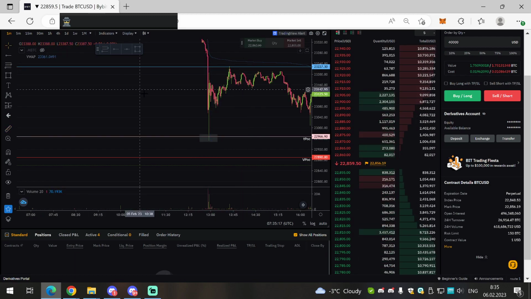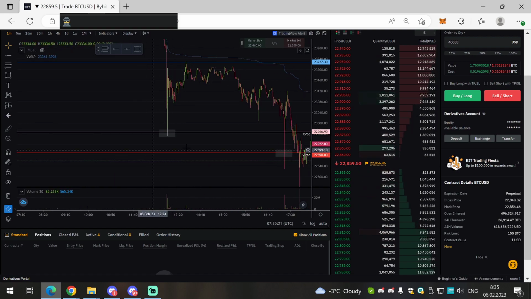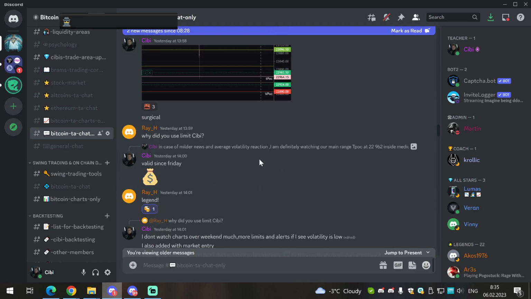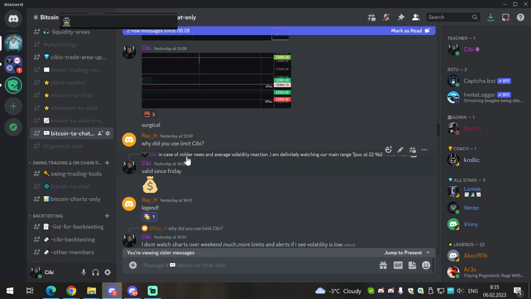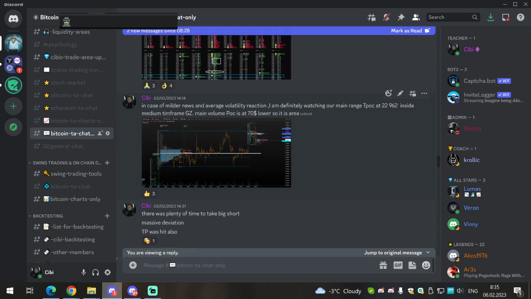We hit it, and that was a really easy trade for over 1%, so that was really great. And also, that area was clear for us, as you see in the group, here was my entry, pretty surgical. I said on Friday, in case of milder news and average volatility reaction, I'm definitely watching our main range TPOC at 22,962. Inside the medium time frame golden zone, the main volume POC is 70% lower, so it is an area.